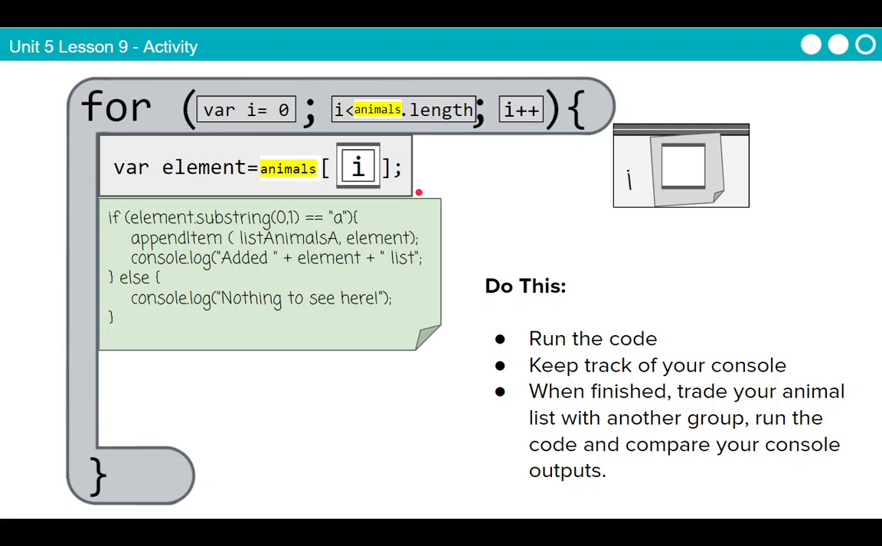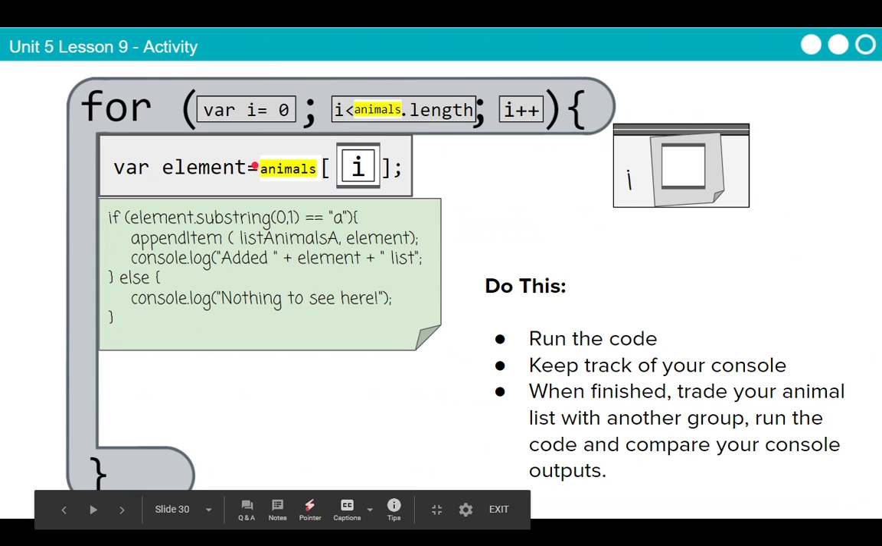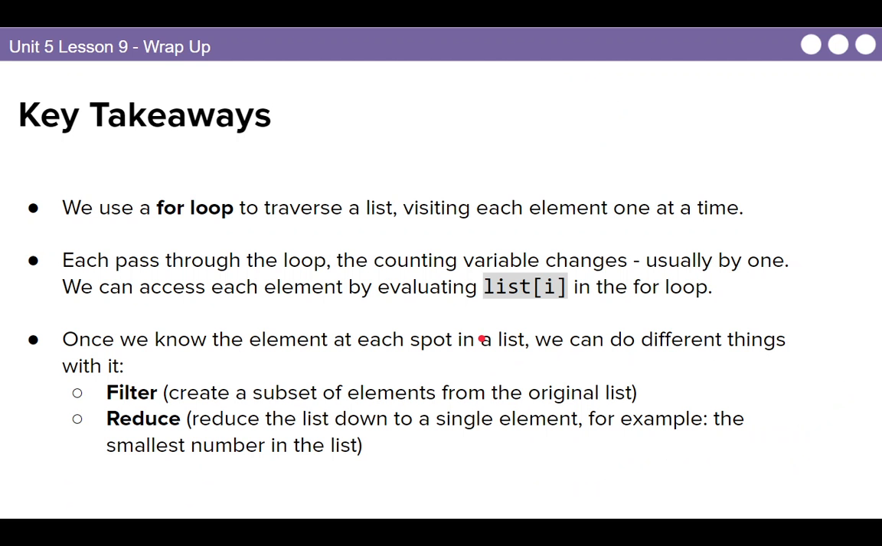All right, so we're kind of making our way through all of this. If you remember, a nice little substring, basically 0 to 1, which is only 0. So this is checking to see if it starts with an A. And then you can append item to list animals A, element. So basically we're creating a new list called list animals A, and whatever the element is, we add it to it. Basically this is checking for all of the animals that start with A. Alligator, all those fun things. And then it'll say nothing to see here if the animal doesn't. All right, so hopefully you can see how, gave you a couple examples of why you would want to and what you can do with it.